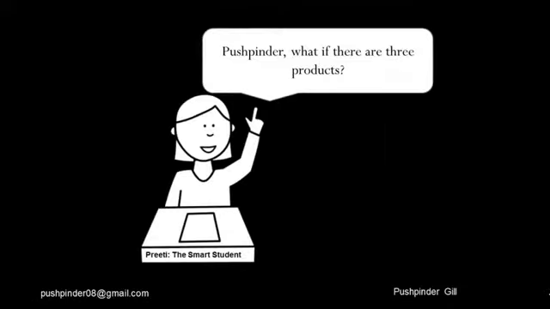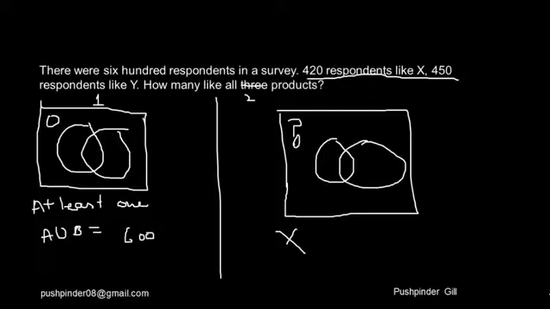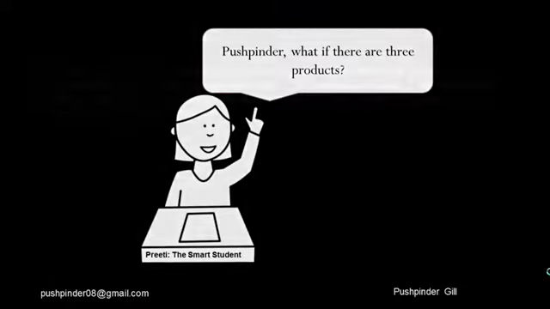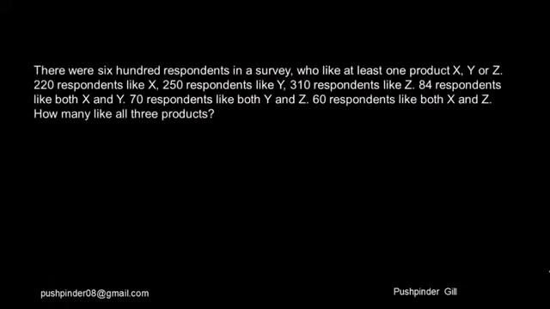All right, now she's asking me one more question: what if there were 3 products? Very good question. So what if instead of only X and Y in this question, there was a 3rd product? Would that change? Yes, it would change drastically. Now let's see how that happens. Okay, now this is a typical question. There were 600 respondents who like at least one of the products, X, Y or Z.